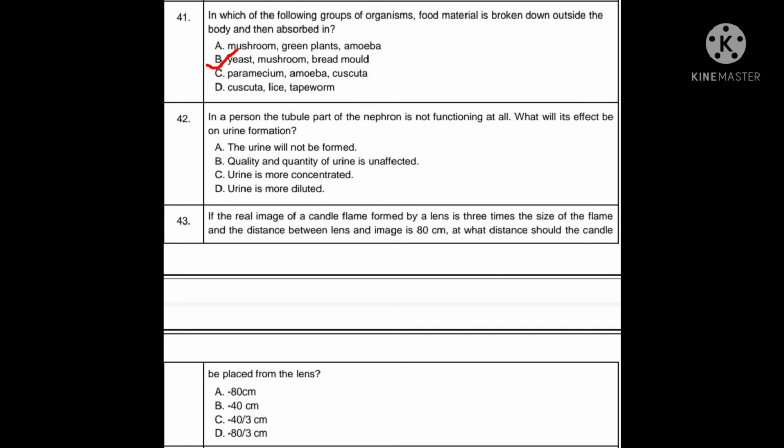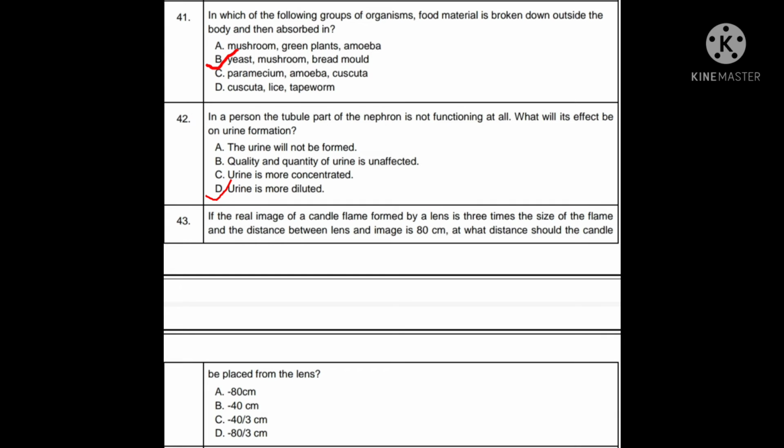Question number 42. In a person, the tubular part of the nephron is not functioning at all. What will its effect be on urine formation? Answer is option D, urine is more diluted.